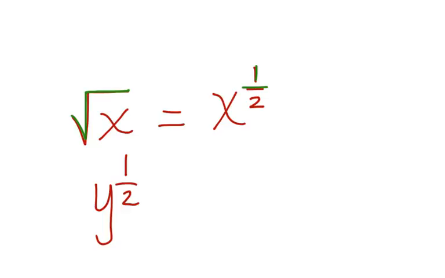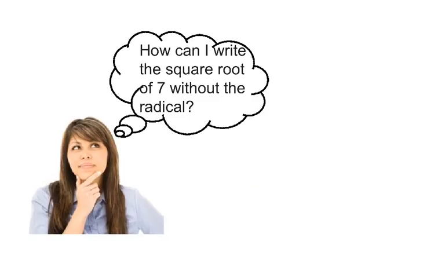We can write it the other way around too. Y to the fractional exponent of 1/2 is the same thing, or is equivalent to, the square root of y. How can I write the square root of 7 without a radical? That's a great question. Let's start by writing the square root of 7. We can write it without a radical by using a fractional exponent. We can say 7 to the 1/2 power.